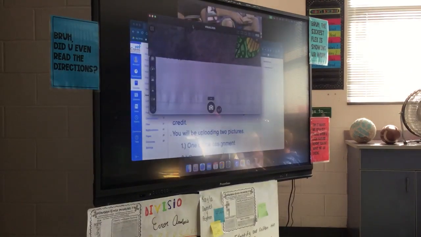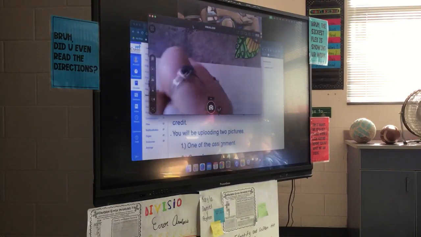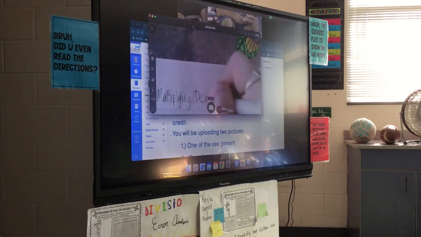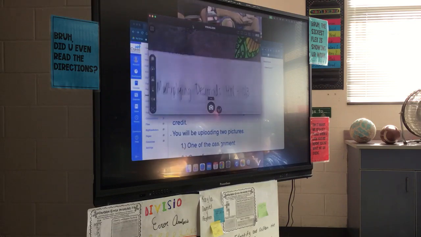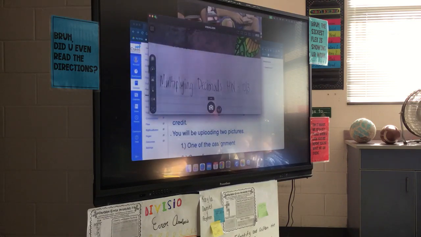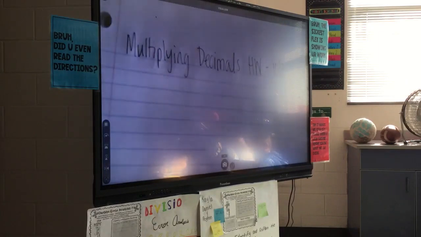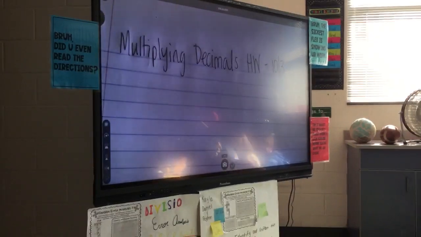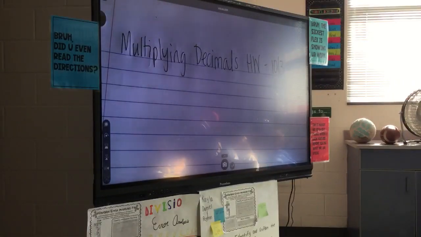At the top of this page, I want you to write multiplying decimals, homework, today's date, which is 9/3. You must do all of your work. So there are 8 problems on here. You have 8 problems for homework tonight. All of your work has to be done in your notebook. You may write your answers on the sheet, but you have to do your work in your notebook. If you do not, you will not get credit tomorrow.